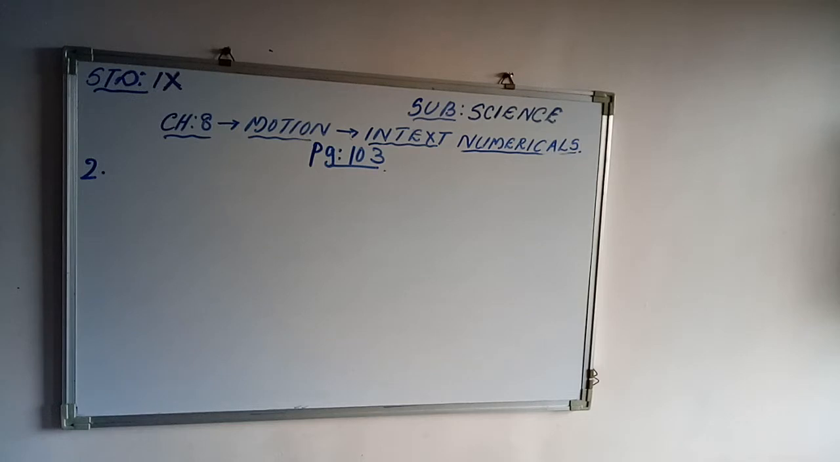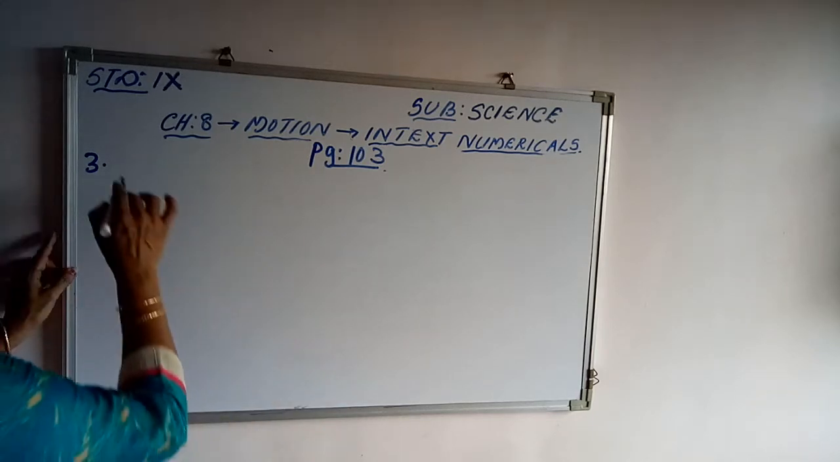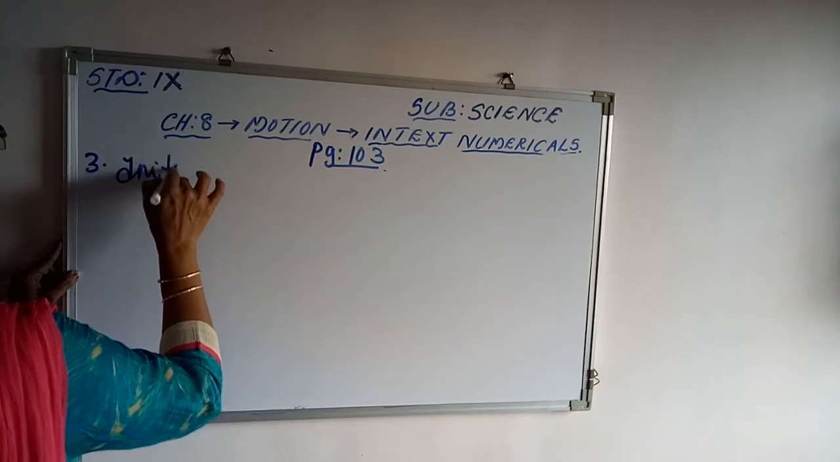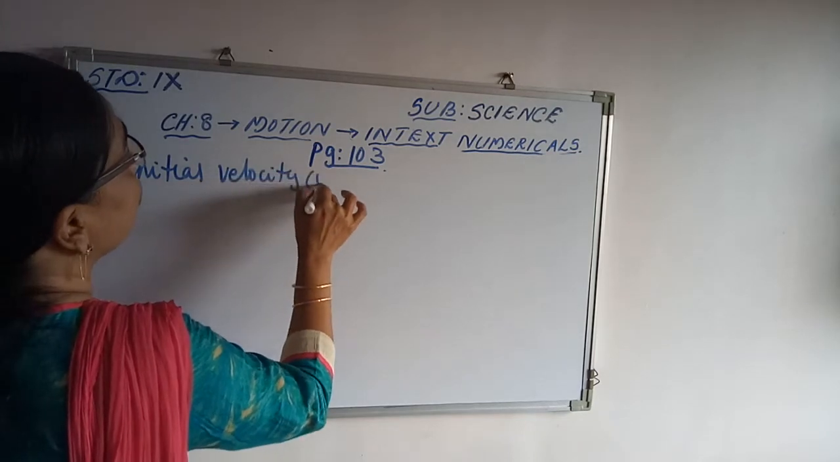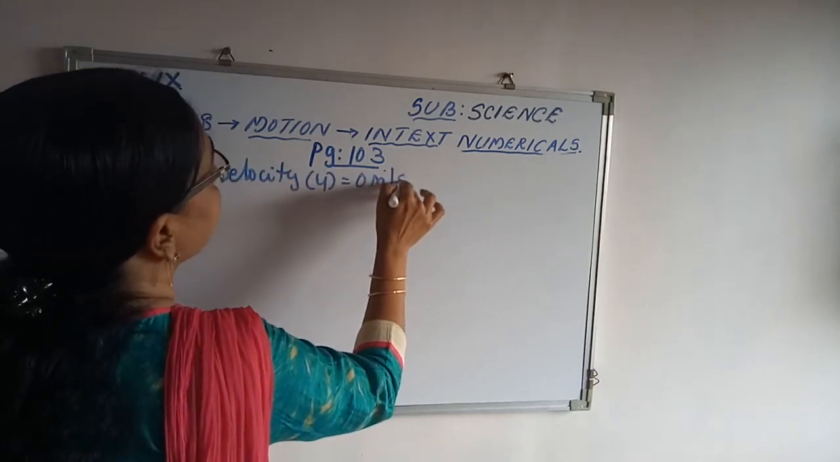Now the third one. Third question. A train starting from a railway station and moving with uniform acceleration attains a speed 40 km per hour in 10 minutes. Find its acceleration. So as a train starts its journey, you know that the velocity will be 0 from the beginning. So initial velocity u is equal to 0 meter per second.